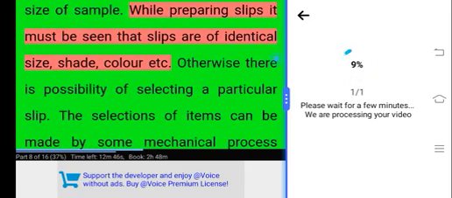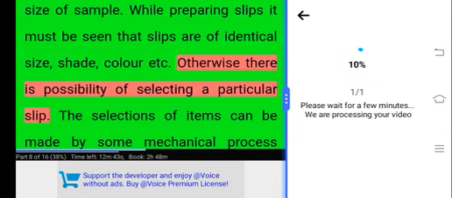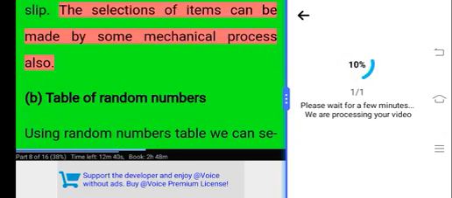While preparing slips, it must be seen that slips are of identical size, shade, color, etc. Otherwise, there is a possibility of selecting a particular slip. The selection of items can be made by some mechanical process also.